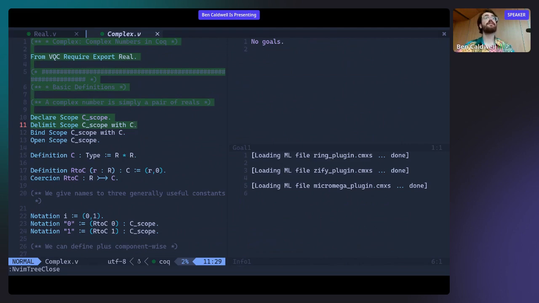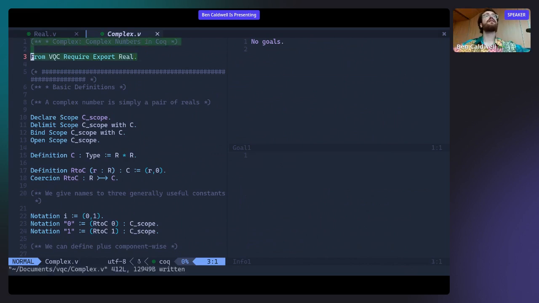Yes? Can't get it to work. It says new library. I think you'll have to... So in the files, there was a makefile included. If you run that, you'll compile every file, because the IDE needs to look for a compiled file. It can't just work with the interactive ones. So that's what this line up here, line 3, from VQC, require export real, is: it's looking in the... I already built real, but let's see if it works. Okay, yeah. It works. Okay. That's it.